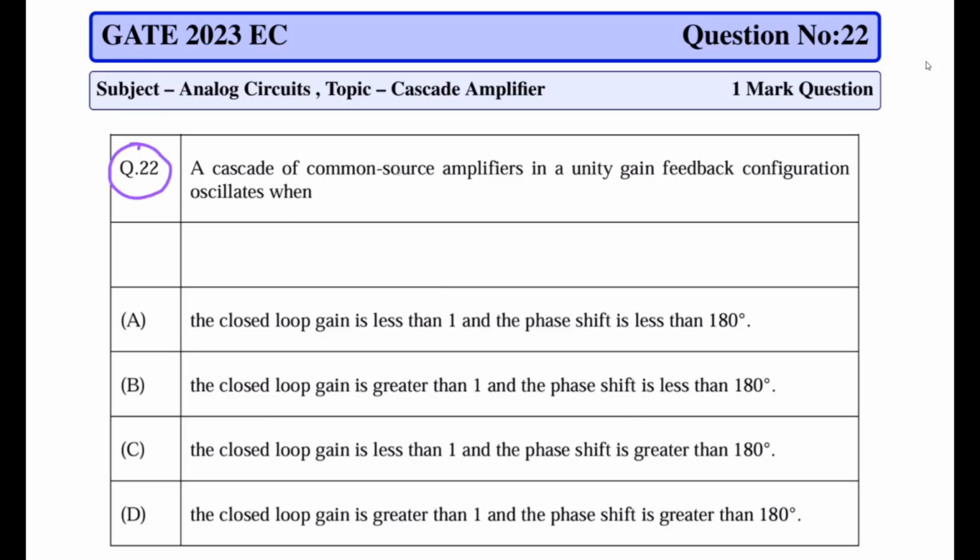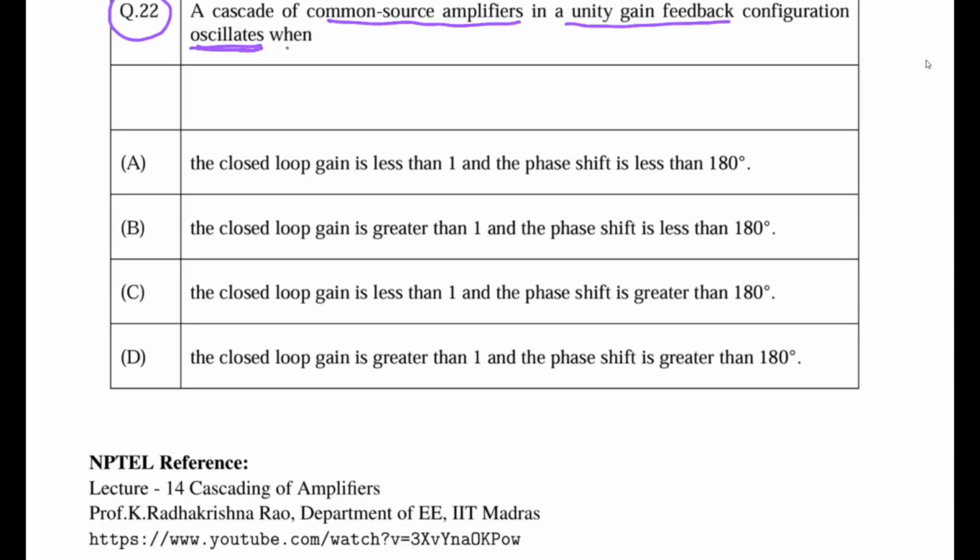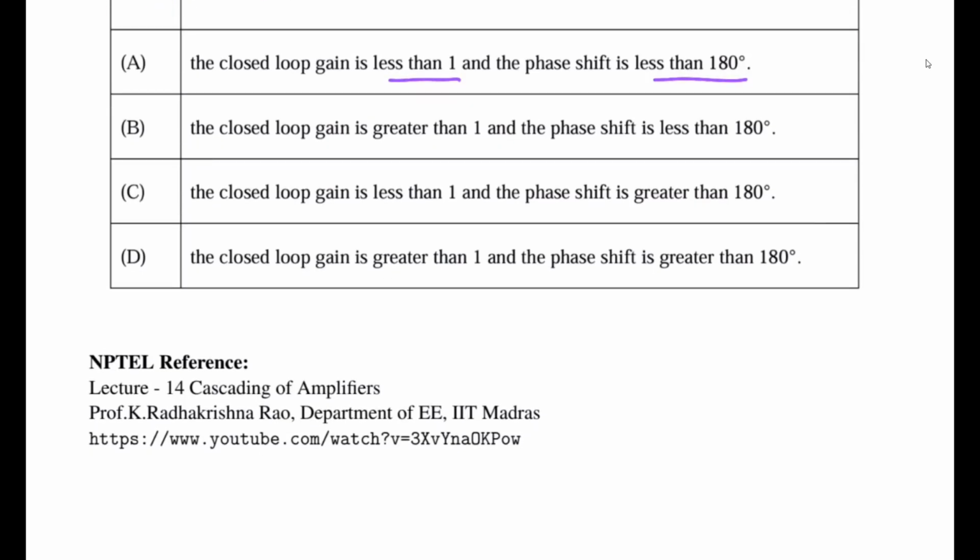A cascade of common source amplifier in a unity gain feedback configuration oscillates when... four statements are given: option A, option B, option C, and option D. Option A: the closed loop gain is less than 1 and the phase shift is less than 180 degree. Like this, there are four options given. Here is the NPTEL reference, you can go through this reference.